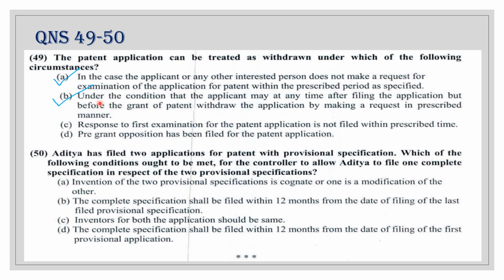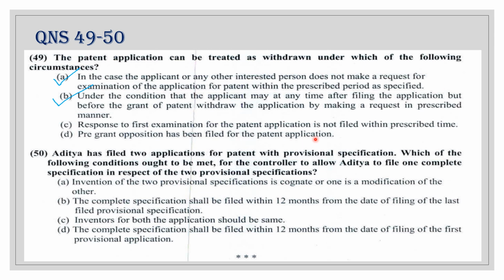Okay, and under the condition that the applicant may at any other time after filing the application but before the grant of the patent withdraw the application by making a request in prescribed manner. This is also a condition. Okay, and option C and D are not correct because response to first examination for the patent application is not filed within prescribed time is not a condition, and pre-grant opposition has been filed for the patent application. This is also not a condition.